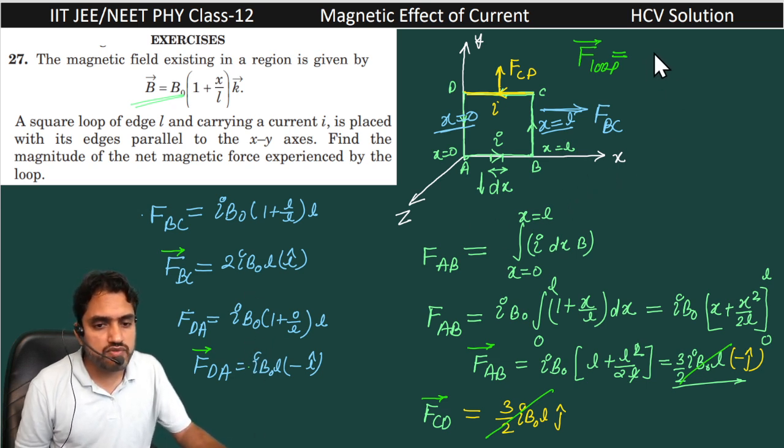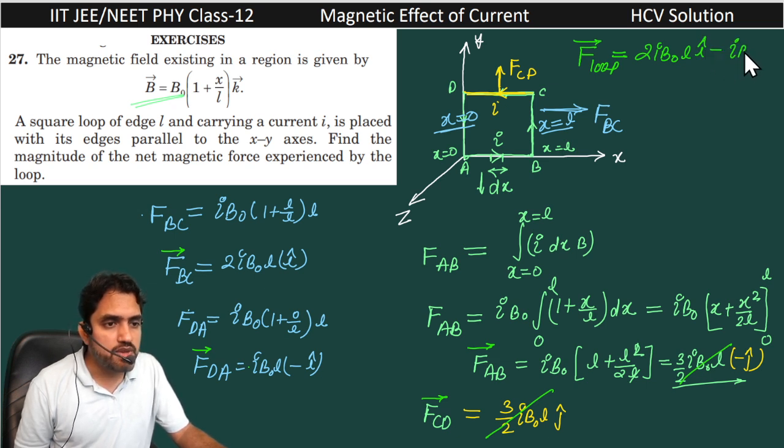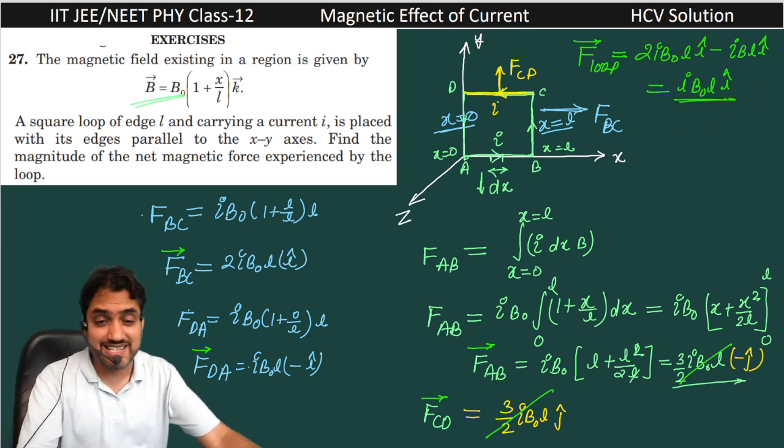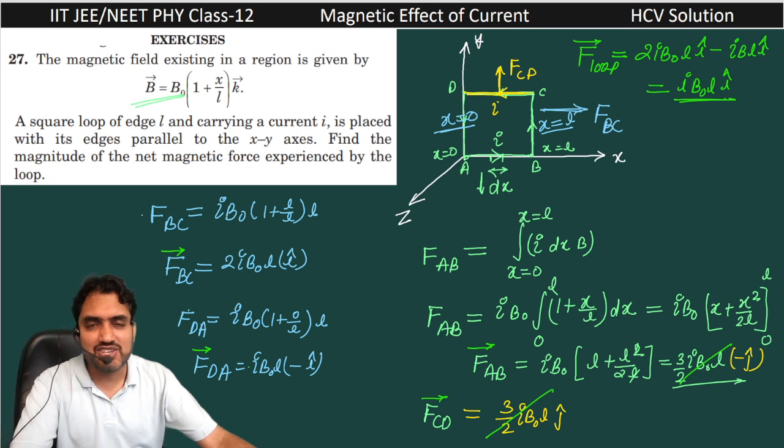So the net force will be 2 I B naught L into i cap minus I B naught L into i cap. It is equal to, sorry, this 2 minus 1 is equal to 1. So I B naught L into i cap. What is this i cap? This i cap is showing the direction which is along the x axis. So the force will be in the direction of the positive x axis. Okay. Thank you very much.